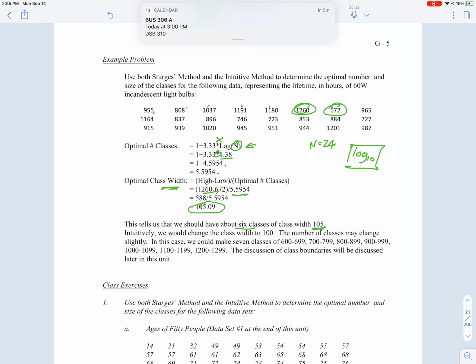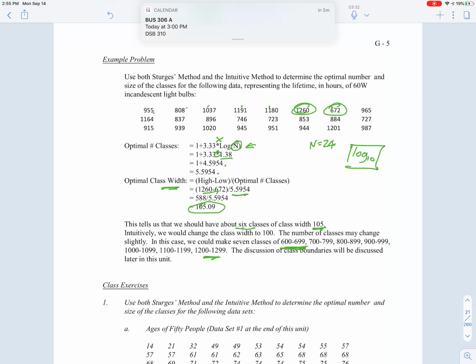So we could make, it looks like 7 classes here. And we would probably not start at 672. We'd probably do the 600s and then the 700s, the 800s, and so on all the way up to the 1200s. So there'd be 7 classes. And then we could just count how many are in each one. And that's how you do that.